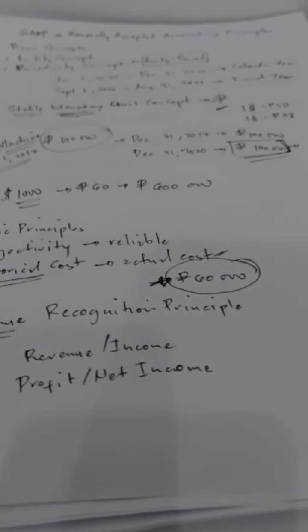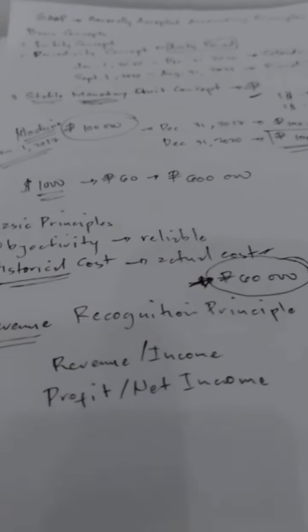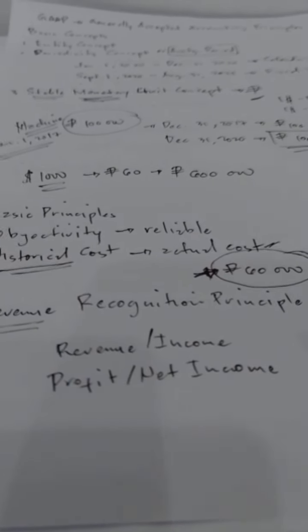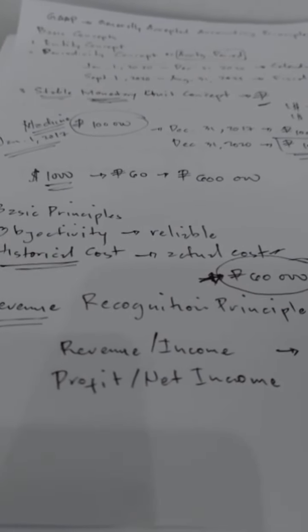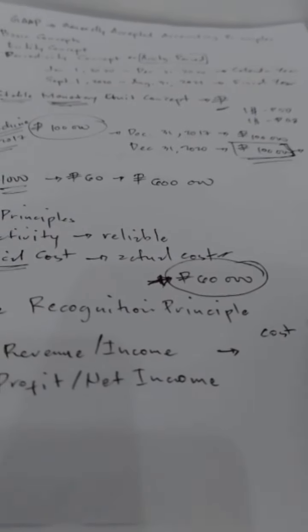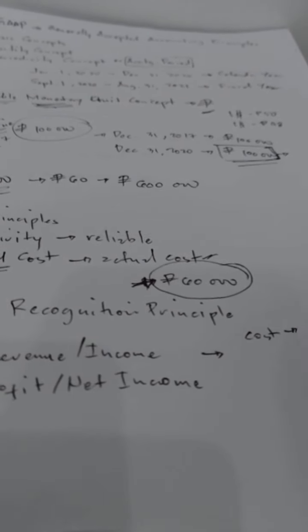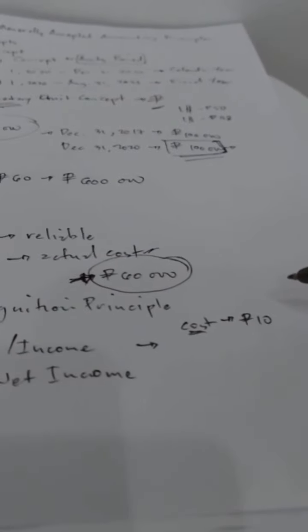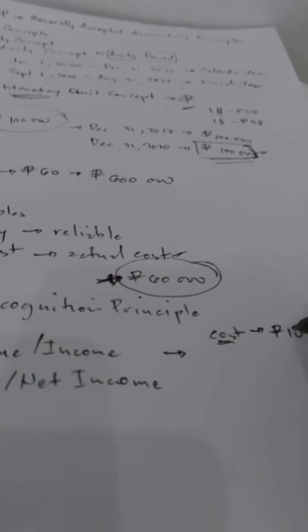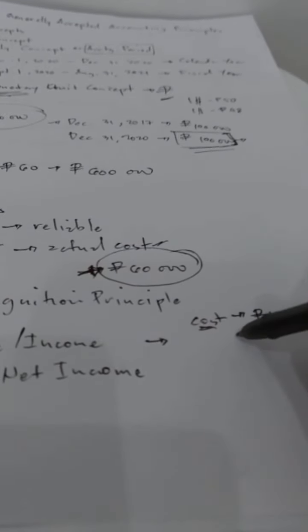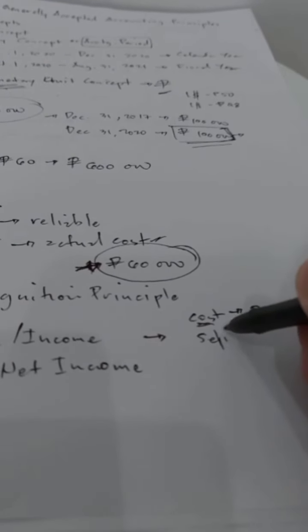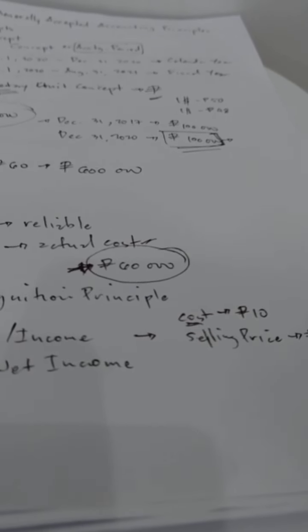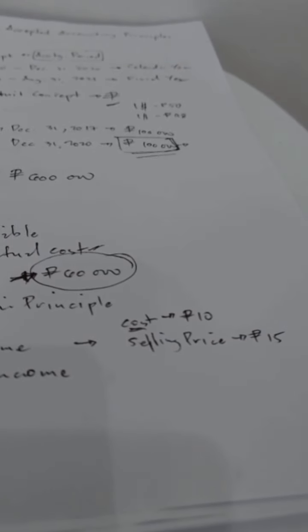Ano yung profit? Pag sinabi natin revenue, for example, meron tayong sari-sari store. So, nagtitinda tayo ng sardinas. Yung sardinas, binili natin sa palengke, ang cost niya 10 pesos. So, ang tawag doon cost, kung magkano mo siya binili. Yung 10 pesos na sardinas, ibebenta mo siya ngayon. Ang selling price niya, let's say, ibebenta mo siya ng 15 pesos.